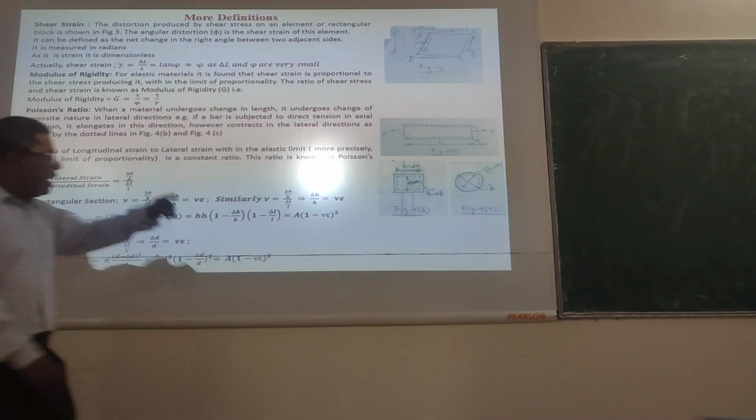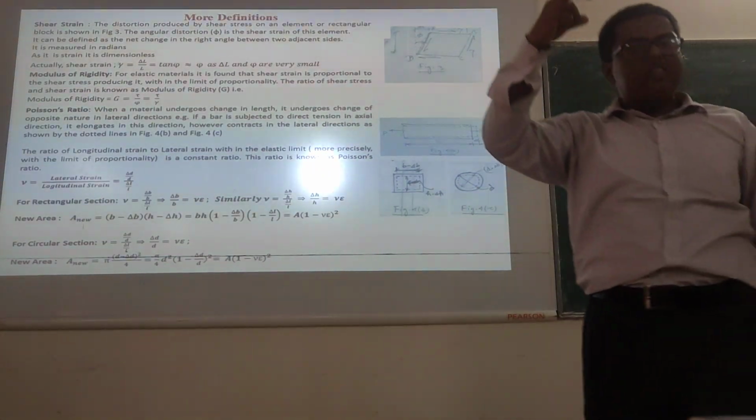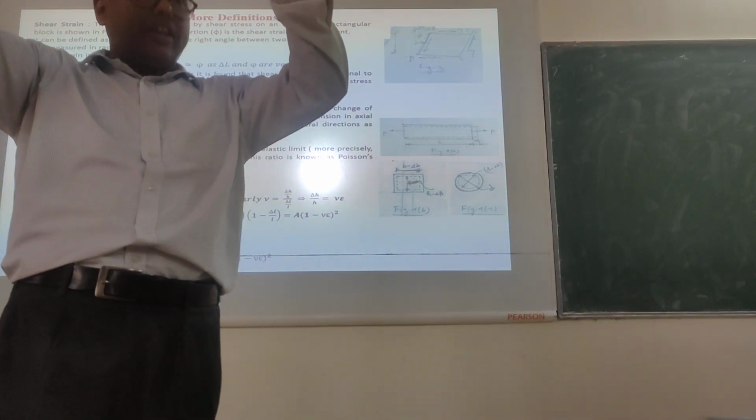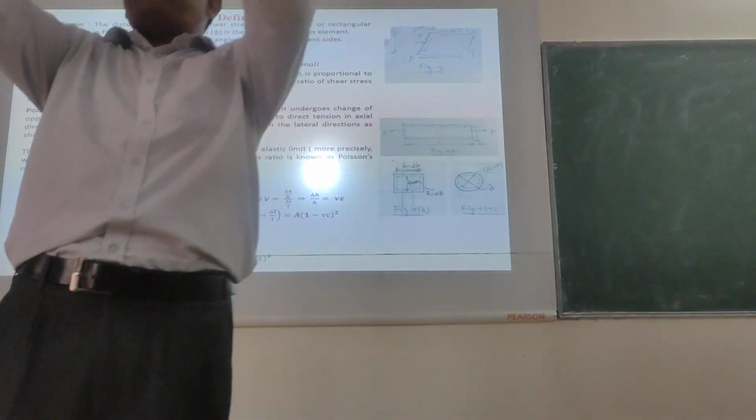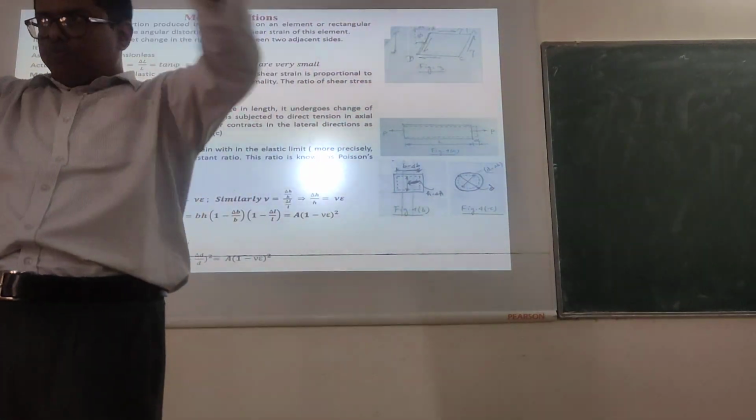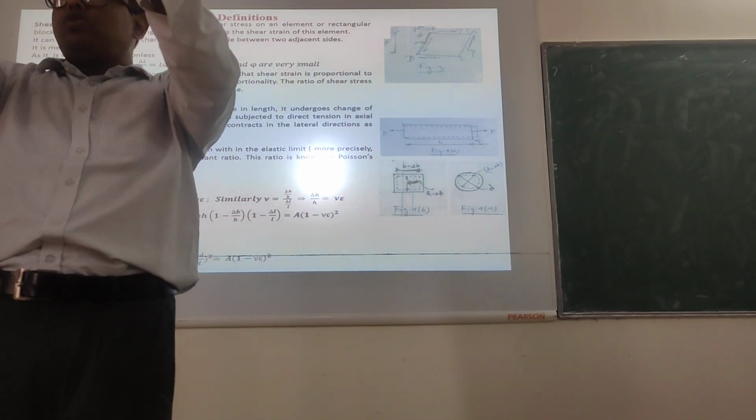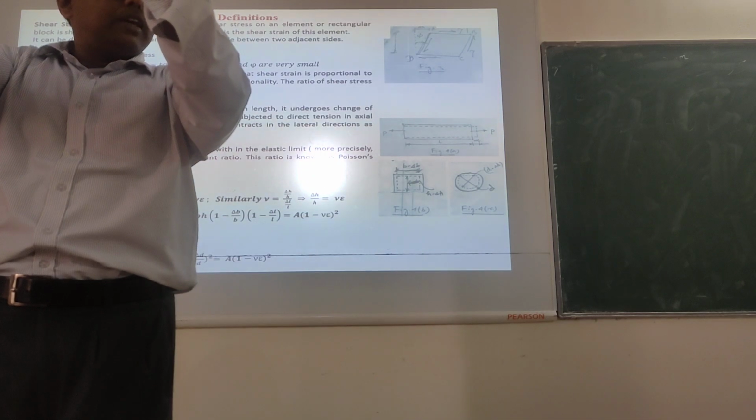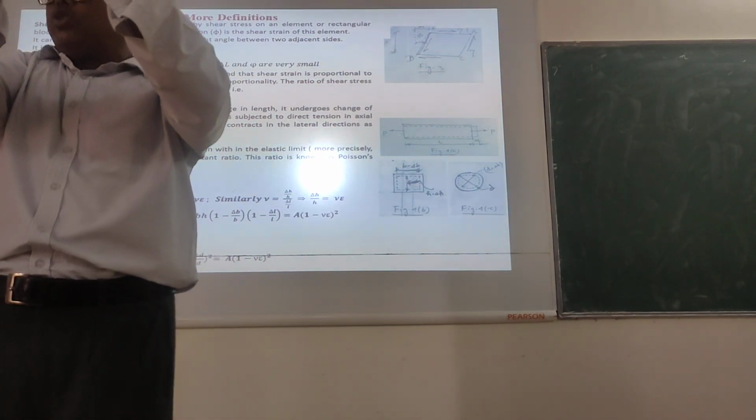Now, if I take the other direction, you see when I am pulling it, if it is a rectangular cross section, in both the dimensions it will shorten. Correct? So let's take if I pull it like this in both directions, then what will happen? In this direction also it will shorten. In this direction also it will shorten. So in the B direction it will shorten. In the H direction also it will shorten.